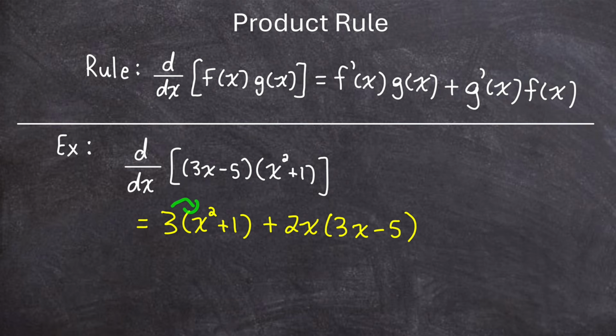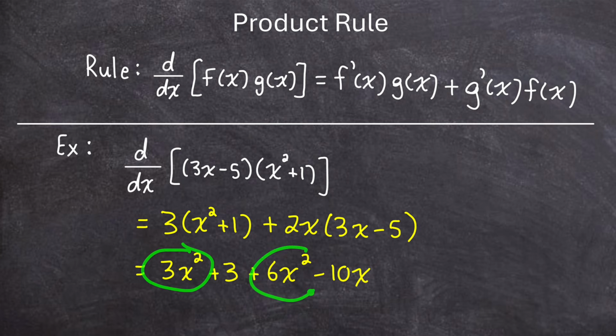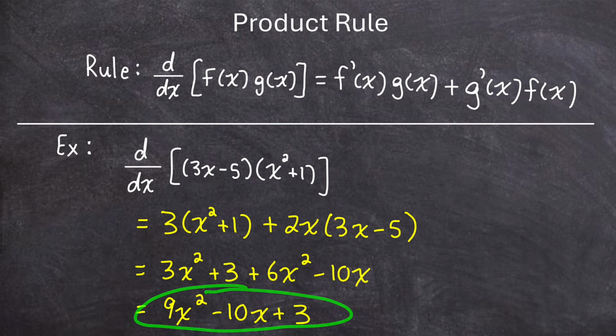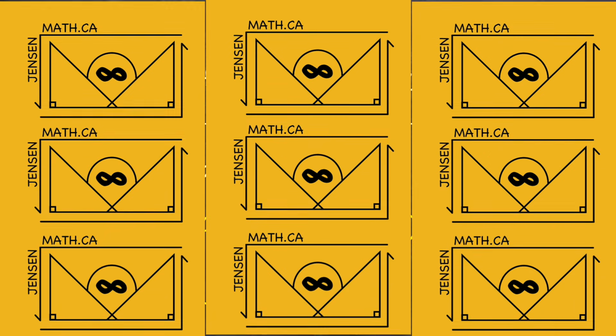So I could expand the 3 into that binomial and expand the 2x into that binomial. And then collecting my like terms, 3x squared plus 6x squared is 9x squared. I have my derivative of 9x squared minus 10x plus 3.